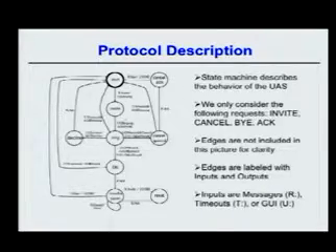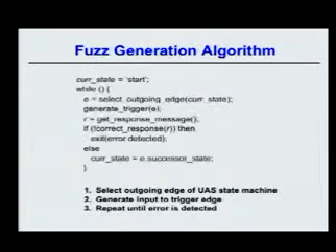So, okay, the algorithm. All it does is you start in the start state. You assume the server's in its start state. You randomly pick an outgoing edge from that state. You take that edge and you look at the inputs on that edge, meaning the events that trigger it. There are three types of events that can trigger an edge.